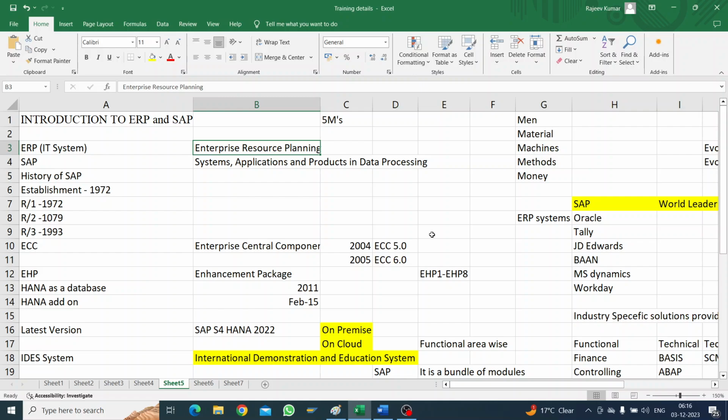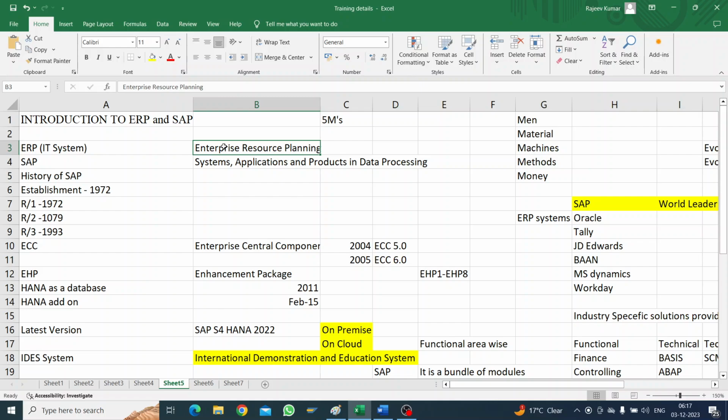So there is a concept called the 5 M's. Probably you might have read somewhere, or during your studies as well. The 5 M's are nothing but man, material, machines, methods, and money. These 5 are called the 5 M's of the business. So ERP, enterprise resource planning, is software which helps you to manage the resources of a company in a better way, or in a more productive and useful way. That kind of information technology setup is called ERP.